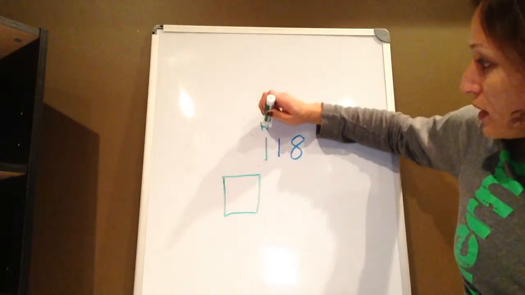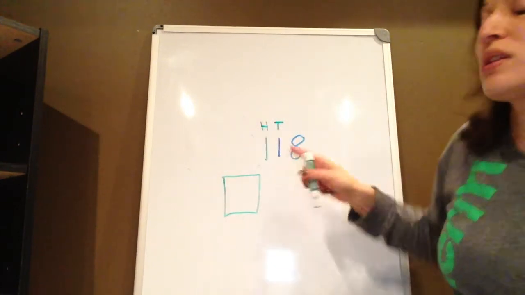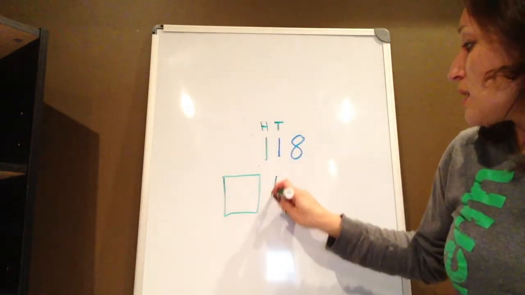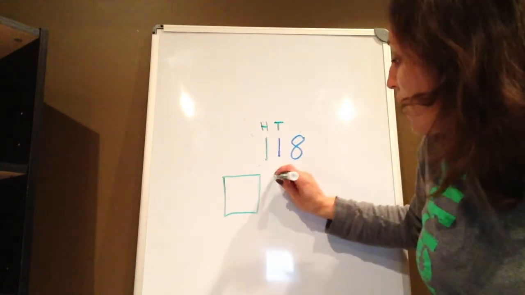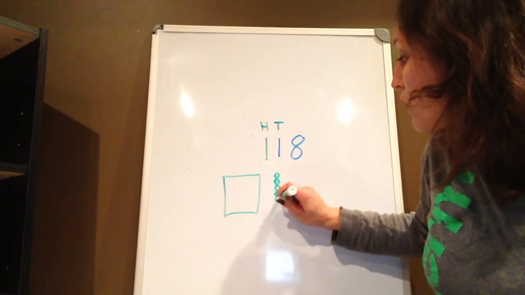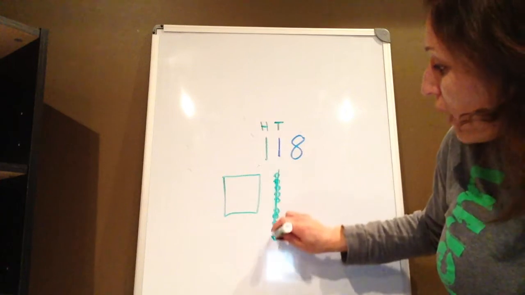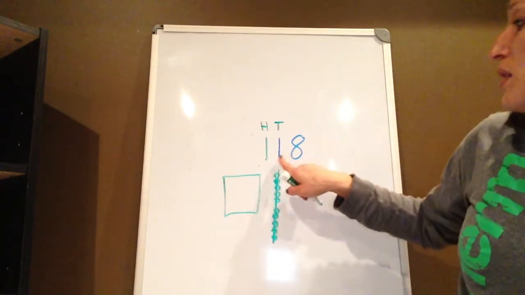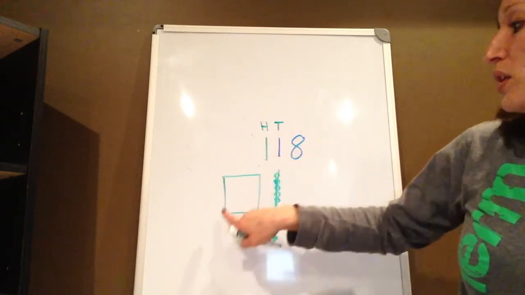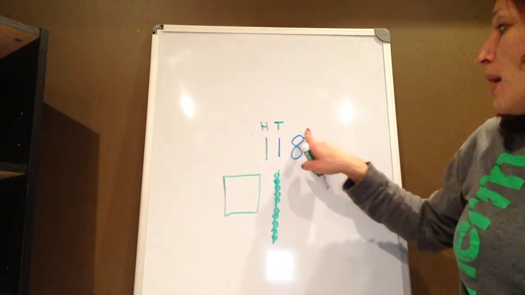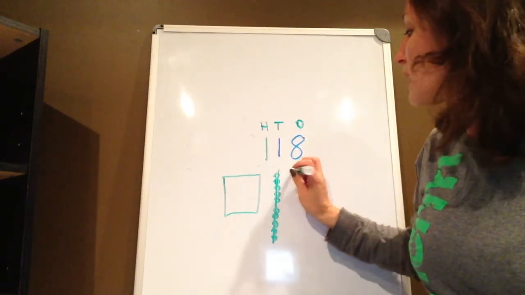I've done the hundreds. My next place value is the tens. I know the symbol to show tens is a 10 stick. A 10 stick is 10 little ones hooked together to make a stick. This number has 10. There's my 10, and 100. There's my 100. It also has 8 ones. I can show 8 ones like this.